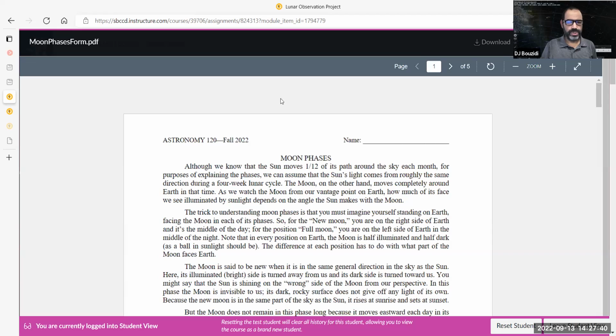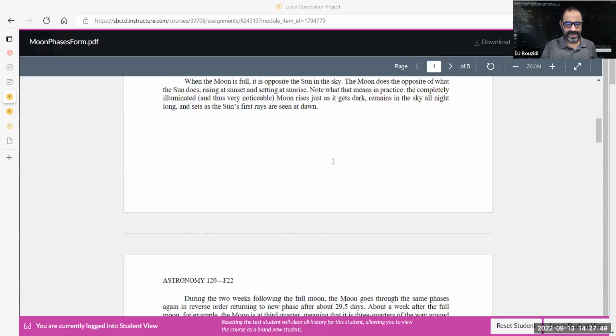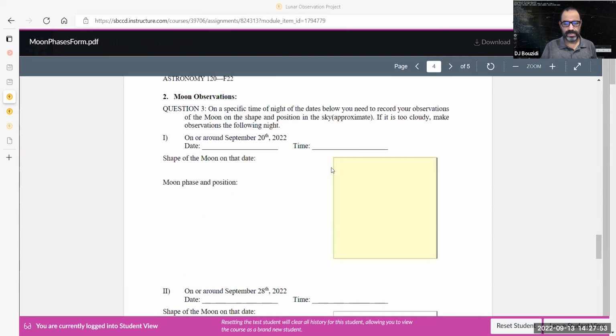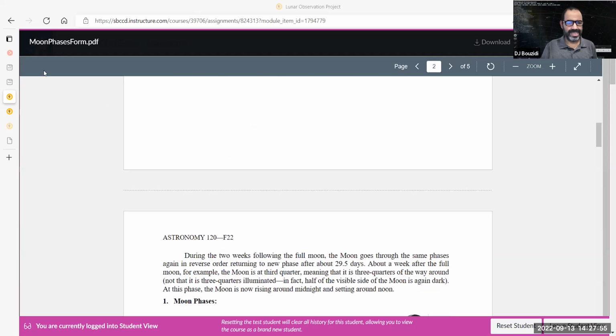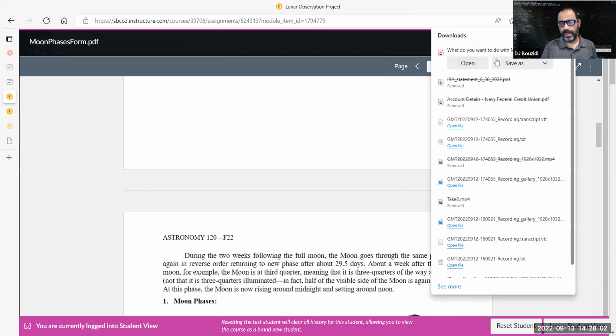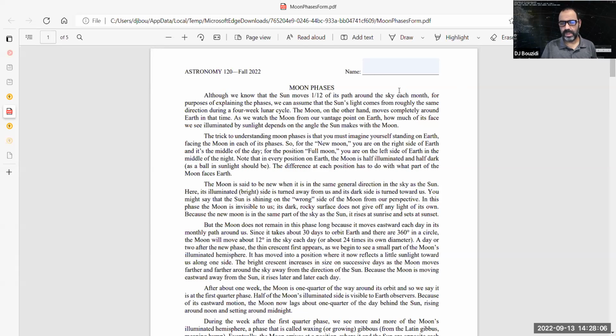And actually, you know what I need to do in here? I need to save it to my computer because there is an issue. I'm going to tell you exactly what it is. This is a fillable PDF file. That means you can fill stuff in on it. Right now, I don't see how I can do it using this browser. It's called Moon Phases Form. So I'm going to click on download, and then open. I don't want to open it in the browser. Okay, when I opened it in the browser, apparently now it lets me fill it.